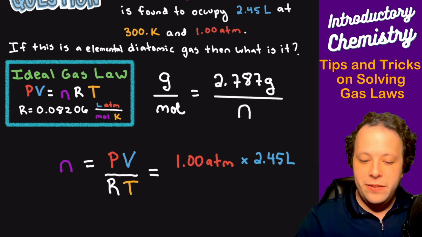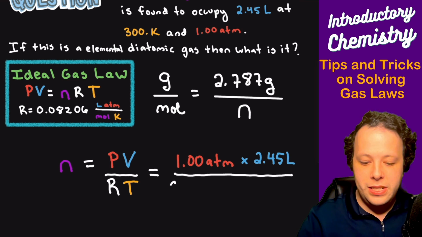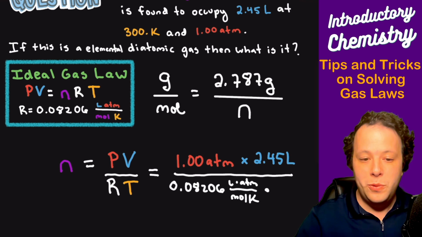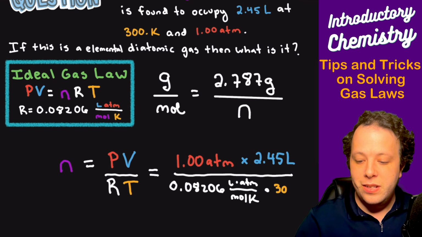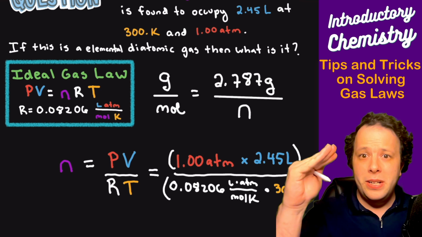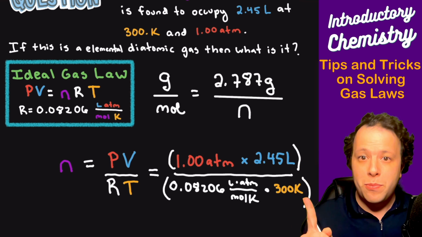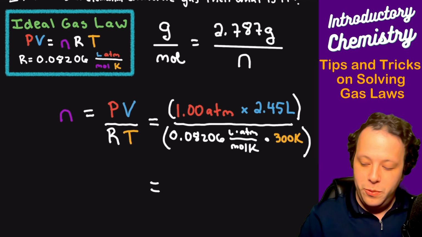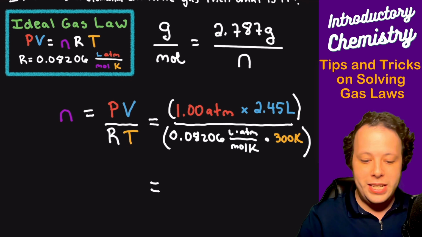And that's going to be divided by R, which is 0.08206. And that has a very complex set of units: liter, atmosphere, mole, Kelvin. And then that's going to be times temperature, which is 300 Kelvin. Okay. Now, when we're putting this in our calculators, you need to make sure that you are either using the fraction button to separate top and bottom, or use parentheses to separate them as well.